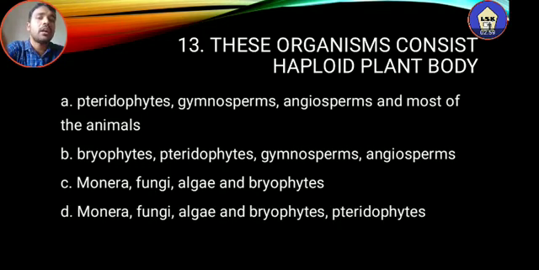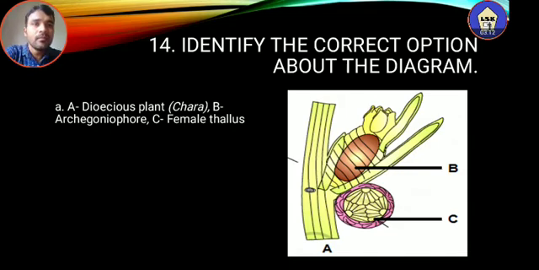Let's see option D also. Monera, correct. Fungi, correct. Algae, correct. Bryophytes, correct. Pteridophytes, wrong. So option C is the right answer to question number 13. Now, question number 14. Identify the correct option about the diagram. One diagram is given. We should identify the diagram and the labeling also.